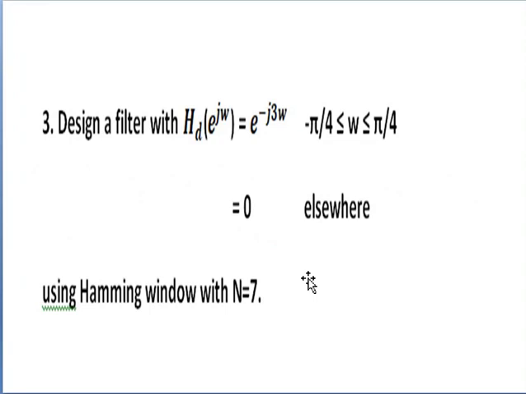Now this is another one I have included. Suppose the filter type is not mentioned, but they give the equation directly, Hd of e power j omega is so and so. In such a case, knowing how to deal with the problem is very important. Design a filter with Hd of e power j omega equal to e power minus j3 omega, given for minus pi by 4 to pi by 4. Use the Hamming window, and the number of samples is 7.